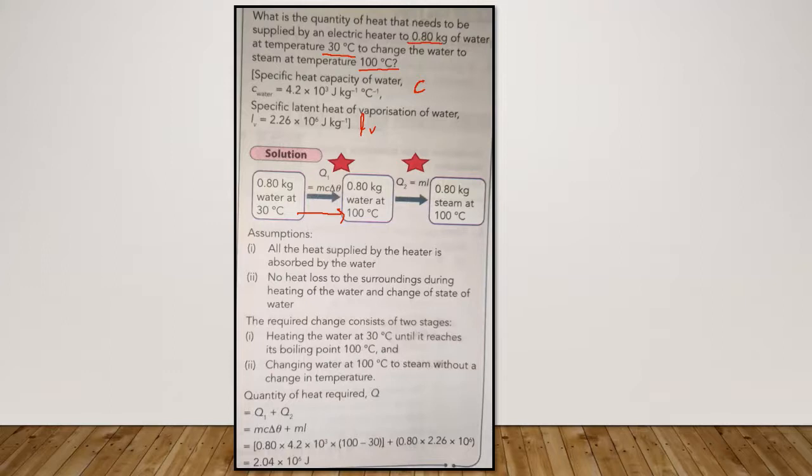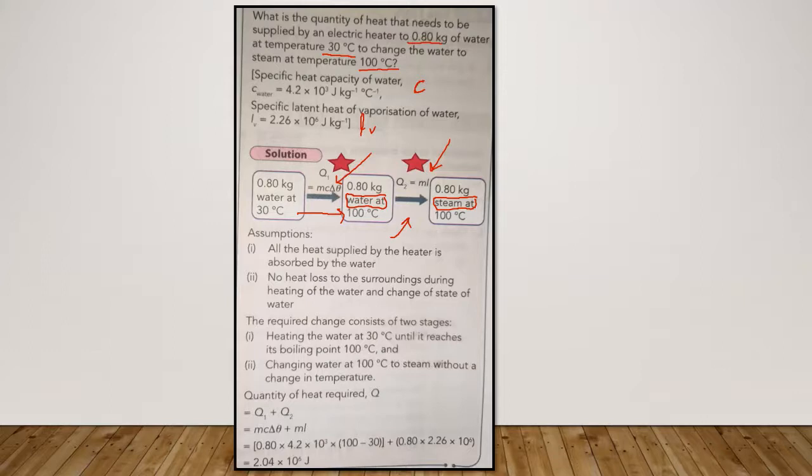Now the second part, 100 degrees Celsius to 100 degrees Celsius. There is no change in temperature, but only a change in phase. So here the water changes to steam. When there is a change of phase, we use Q equal to ml here. This one is Q equal to mc delta theta, or delta T.